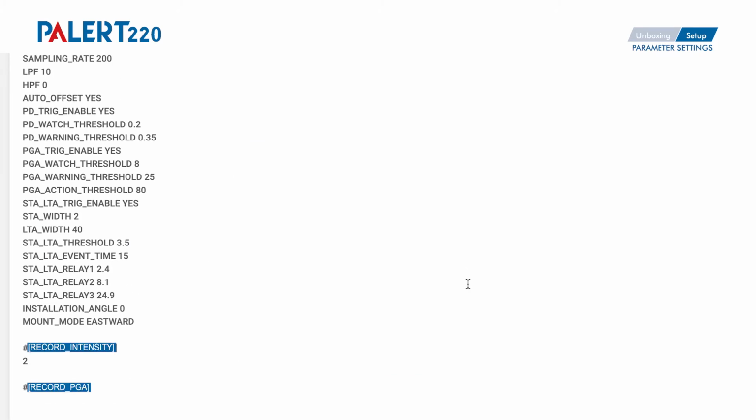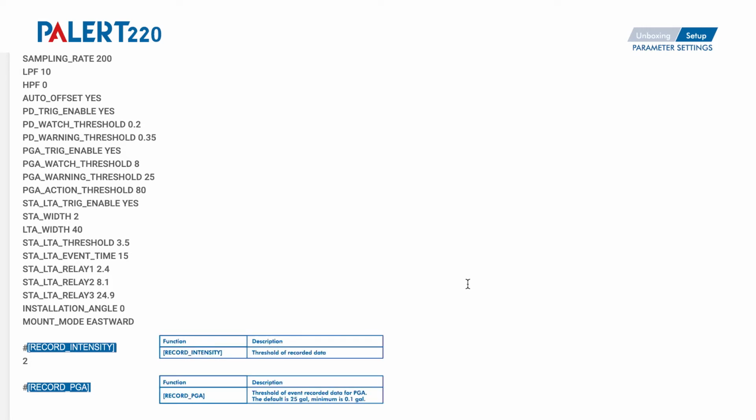Next, here are 2 record threshold settings, PGA and intensity. The recording will start when reaching the target setting. Record PGA, threshold of event recorded data for PGA. The default is 25 gal, minimum is 0.1 gal. Record intensity, threshold of recorded data.